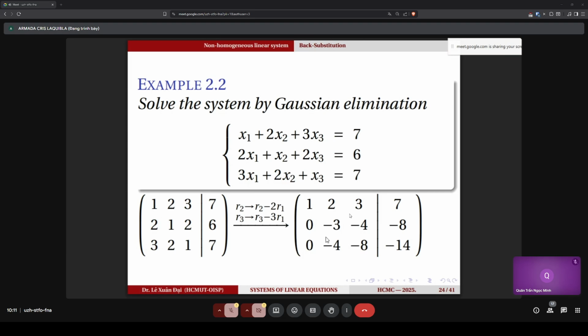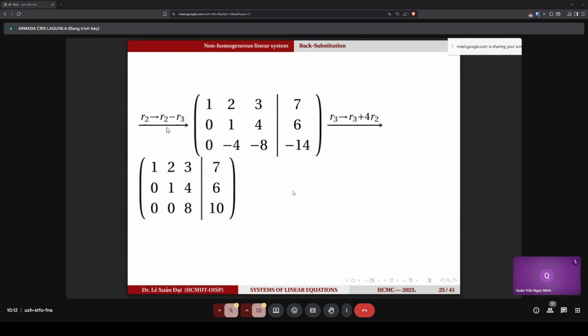Now, for the second row, because we're going to make this one, you can multiply the second row by negative one third, correct? Yes, you can do that, and multiply the whole row with negative one third. But what he did there is different. He added the negative of row three, R2 minus R3, and this will be the result for your R2. It becomes now 1, 4, 6.